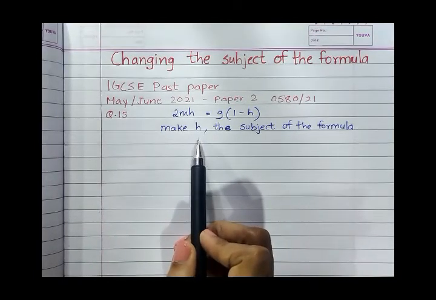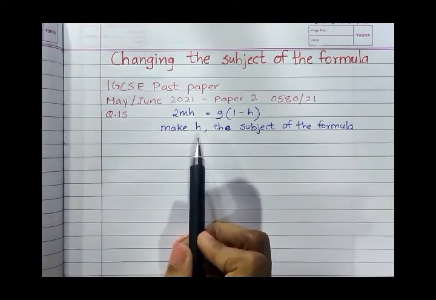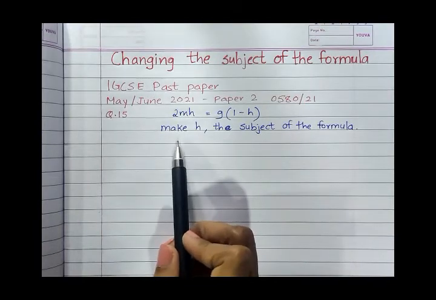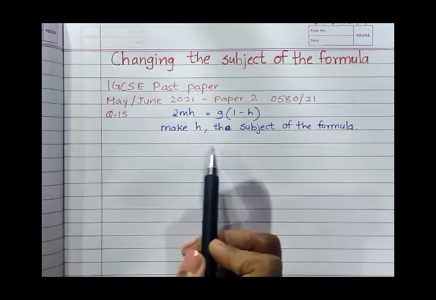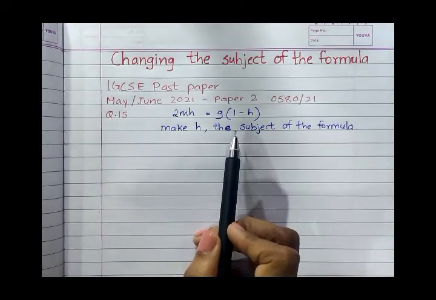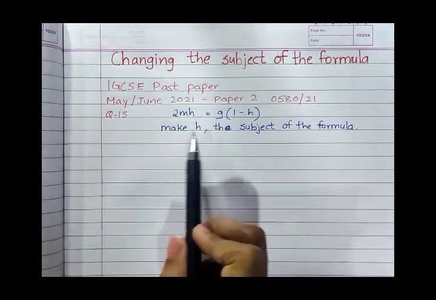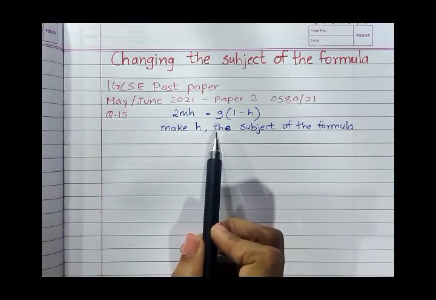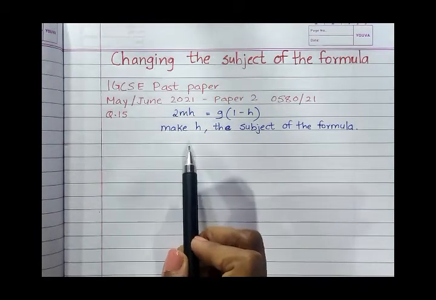Whatever variable we are making the subject of the formula, that has to be on the left hand side of the equation, and all the other variables have to be shifted to the right hand side of the equation. So how are we going to make h as the subject of the formula? Here are the working steps for the same.